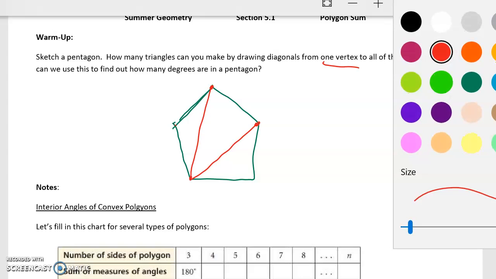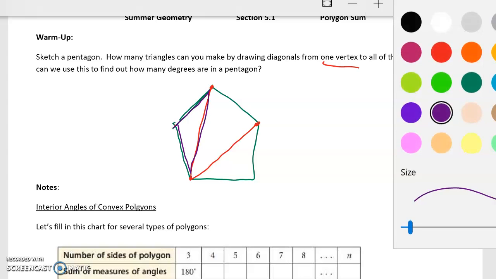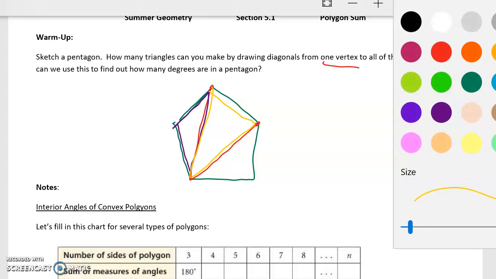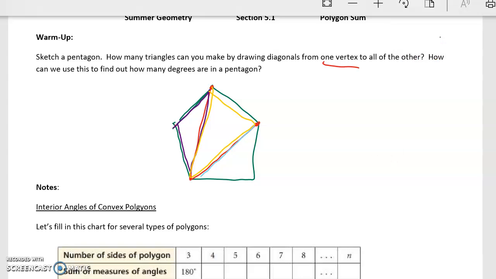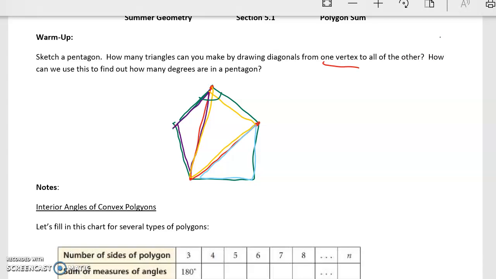But if I look at this picture, I've made 3 triangles. One triangle here, a second triangle here, and a third triangle here. Recall from what we've learned in Chapter 4 is that the angles in a triangle always sum to 180. So if we want to know how many degrees are in our pentagon, so let's look at our pentagon. We have this angle, this angle, this angle, this angle, and this angle.